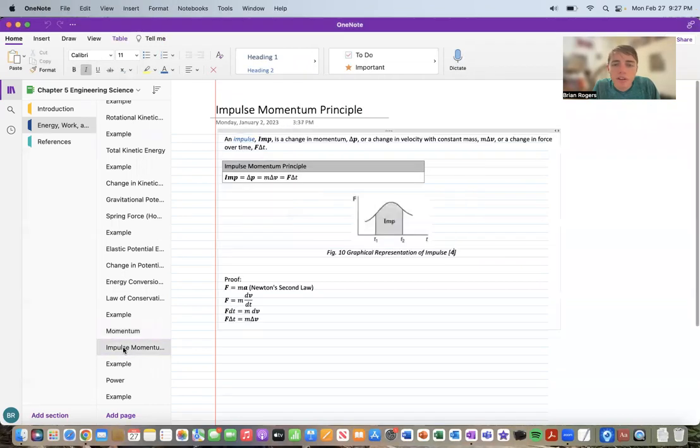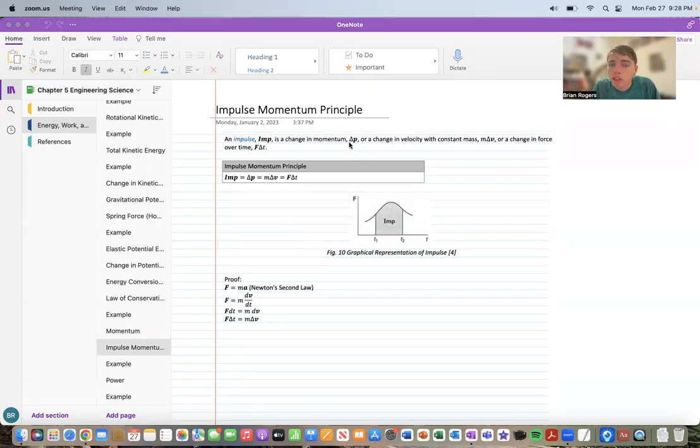Okay, now we're going to talk about the impulse momentum. An impulse is a change in momentum. So remember the delta here just represents a change in the momentum, the final minus the initial, or a change in velocity with constant mass. So remember, momentum can be written as the mass times the velocity. But here, if we're talking about the change in momentum, the mass remains the same. The mass doesn't change, but the velocity does. And so that's why we wrote the delta next to the velocity if we're talking about a change in momentum.